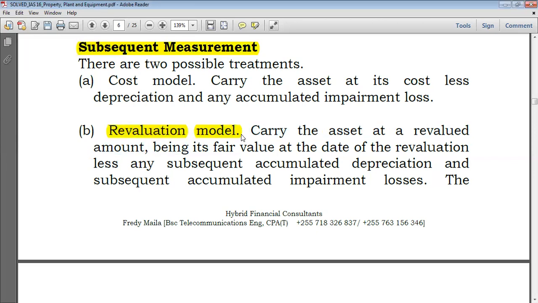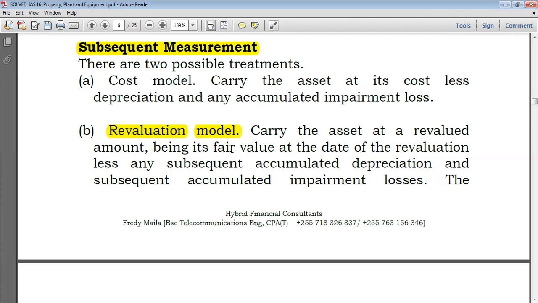Now, subsequent measurement of property, plant, and equipment involves either the cost model or the revaluation model. Because initially the asset is measured at cost, we presume to proceed with the cost model until when the revaluation model can be used. By using the revaluation model, you'll need to know the fair value of the asset. So the revaluation model has got its own principles, so when we reach it, be very careful.